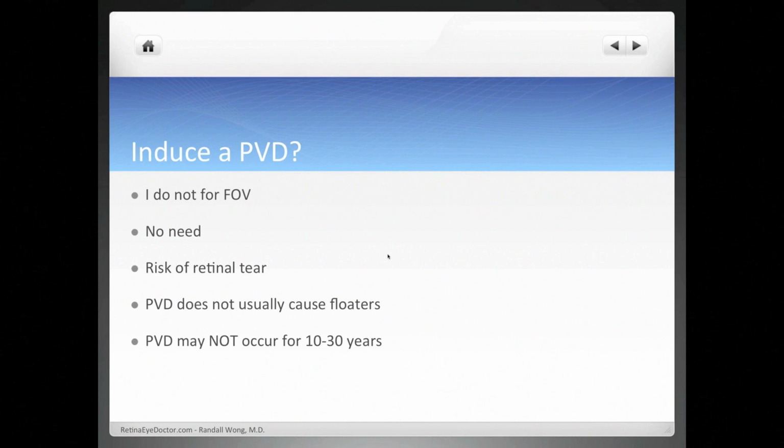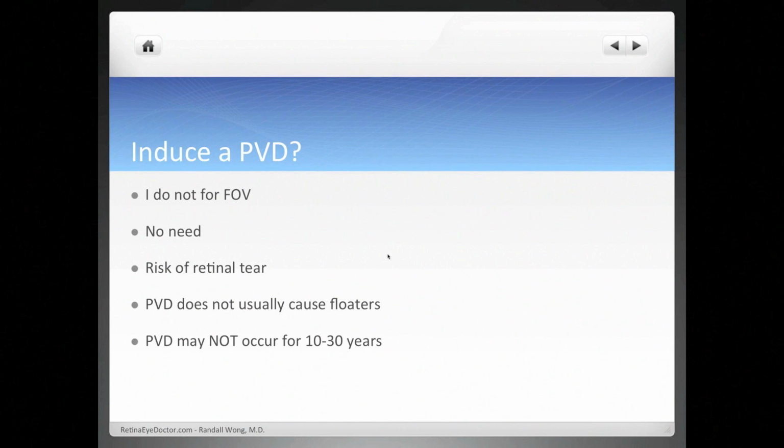What is concerning to me is that most people believe that if you don't induce a PVD, what happens when you do get a PVD, which is a natural event? A PVD, a posterior vitreous detachment, eventually happens to everybody.